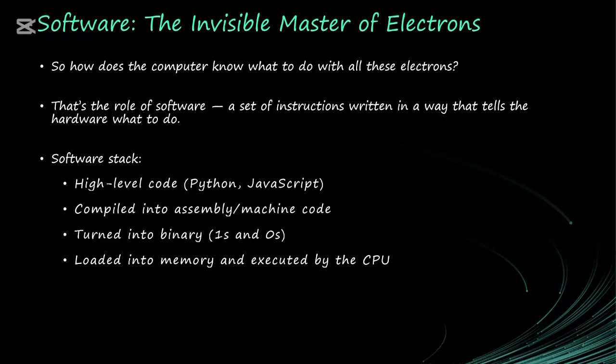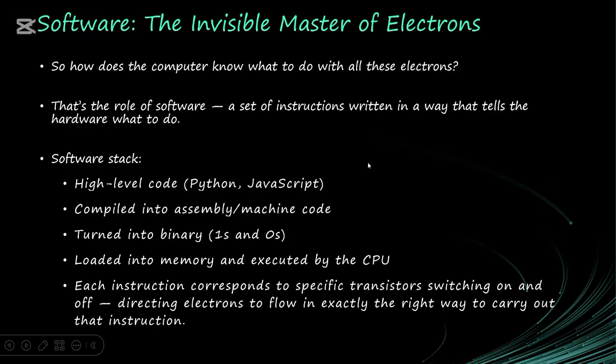It is from the RAM that the CPU, the control unit, will now be fetching the data from. Don't worry, I don't want to go too deep in that. You'll get to understand better later on. So now, each instruction corresponds to specific transistors switching on and off, zeros and ones, directing electrons to flow in exactly the right way to carry out that instruction. You might not understand what I just said now, but it is fine.